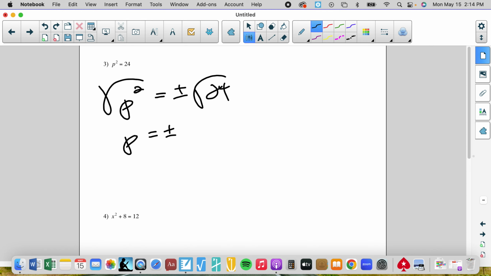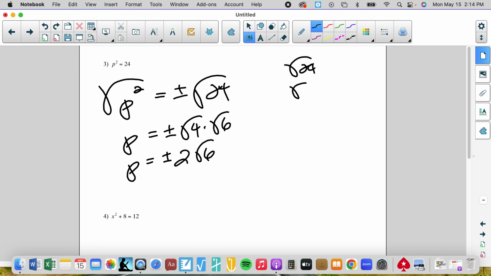Now 24 is not a perfect square, but I can simplify it. I'm going to break it into factors that include a perfect square, and I chose 4 and 6. I didn't choose 3 and 8, because that would break the square root of 24 into the square root of 3 times the square root of 8, which is not beneficial since neither is a perfect square. So of the factors of 24, I'm going to look for a perfect square, and 4 is a perfect square factor of 24.